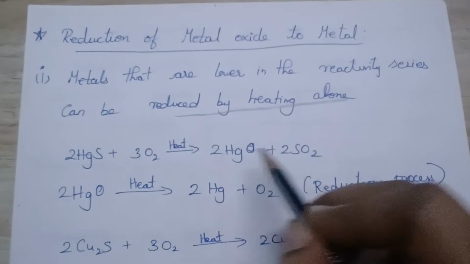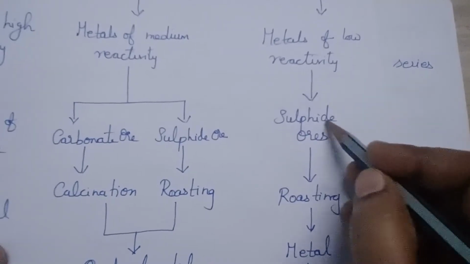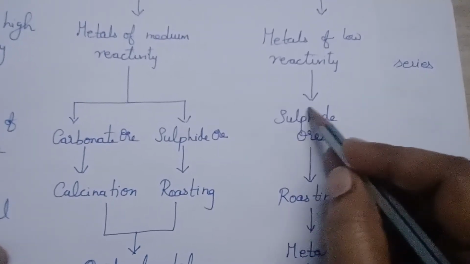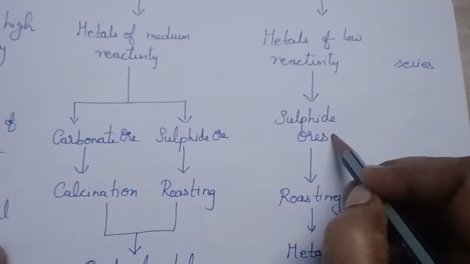Usually you know that metals of low reactivity are all sulfide ores. How will you convert the sulfide ore into metal oxide? Simply by heating in the presence of oxygen, right?